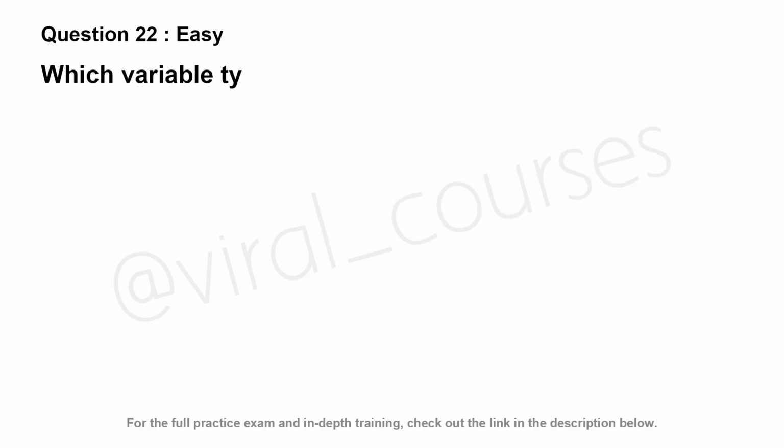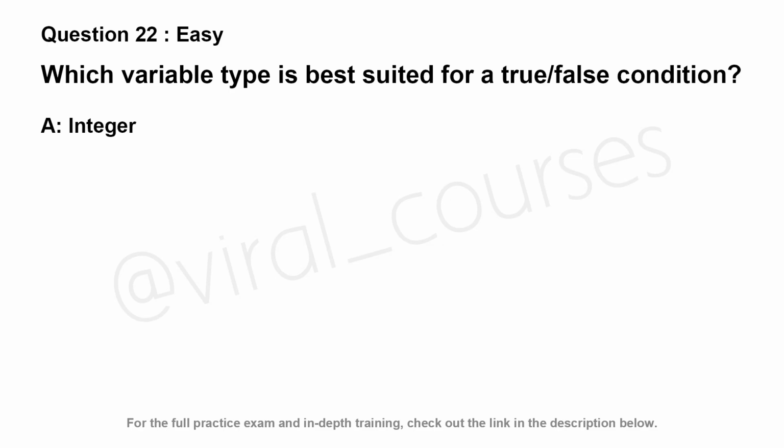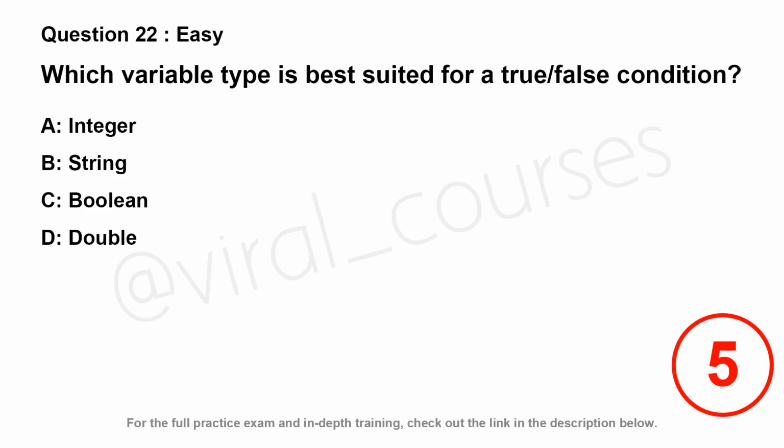Which variable type is best suited for a true-false condition? Option A. Integer. Option B. String. Option C. Boolean. Option D. Double.